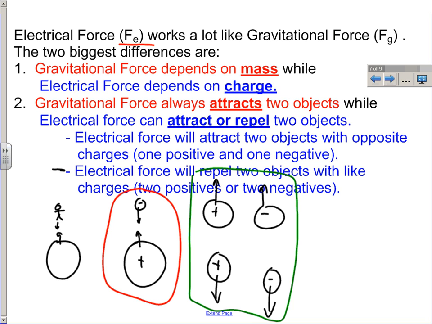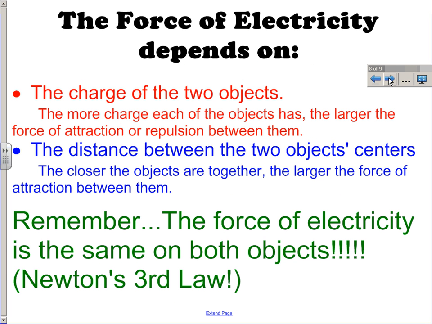All right, so from there, this next slide is the same as the gravitational one. The force of electricity depends on the charge of the two objects. The more charge each of the objects has, the larger the force of attraction or repulsion is between them. It also depends on the distance between the two object centers. The closer the objects are together, the larger the force of attraction is, okay? And just like with gravity, the force of electricity is the same on both of the two objects.